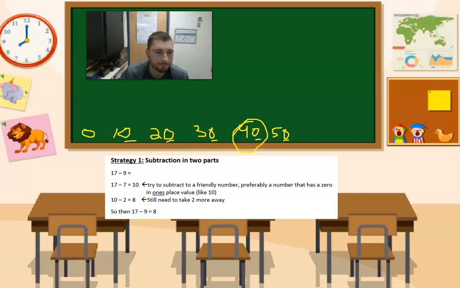So let's think. 45 subtract what is going to get us to 40? That's right. 45 subtract 5. Subtract 5 is going to get us to 40 because 5 ones minus 5 ones is going to get us to 0 ones. So 45 subtract 5 will get us to 40. We think that in our head.